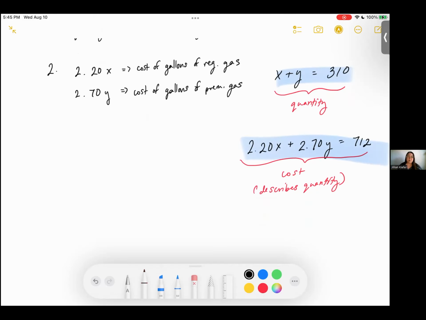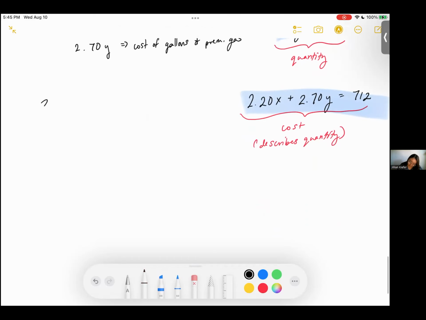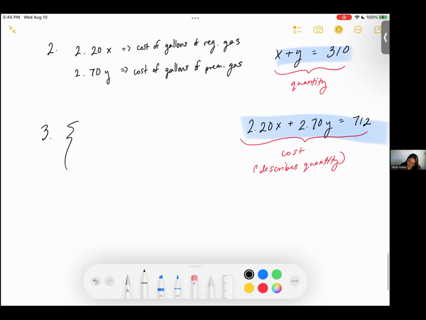So now that we actually have the two equations, this leads us into step 3. Step 3 is just putting them in the system. So here we go. Here's our system. We've got x plus y is equal to 310. And 2.2, we're going to leave off those zeros. We don't have to include them. It doesn't really change anything about our problem, so we're just going to leave the zeros off. We're going to have 2.2x plus 2.7y is equal to 712. So we want to go ahead and solve this system.